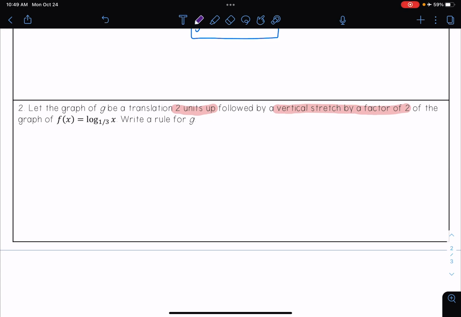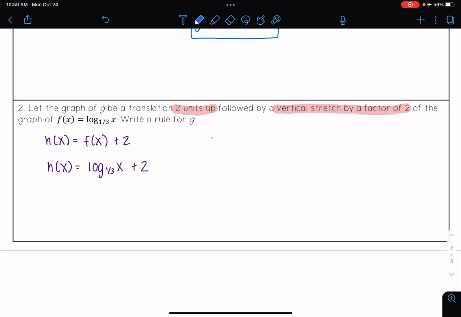So first I'm going to write a rule for h just to show that first transformation. And that first transformation is a translation 2 units up. So that means I'm going to take f of x and I'm adding 2 at the end. So that means that h of x is just going to be log base 1/3 of x plus 2.